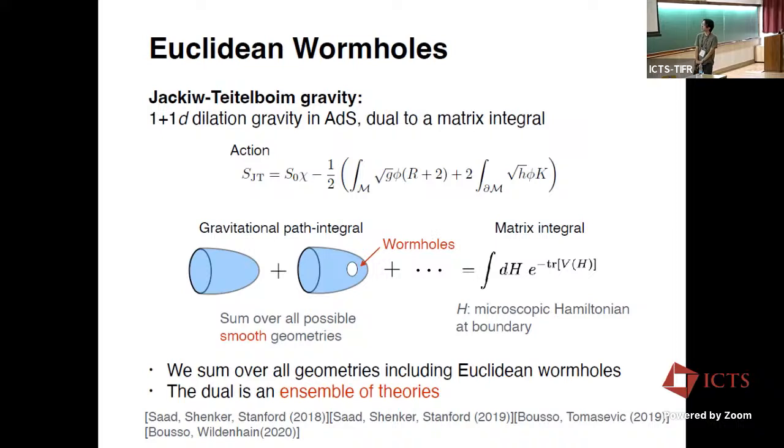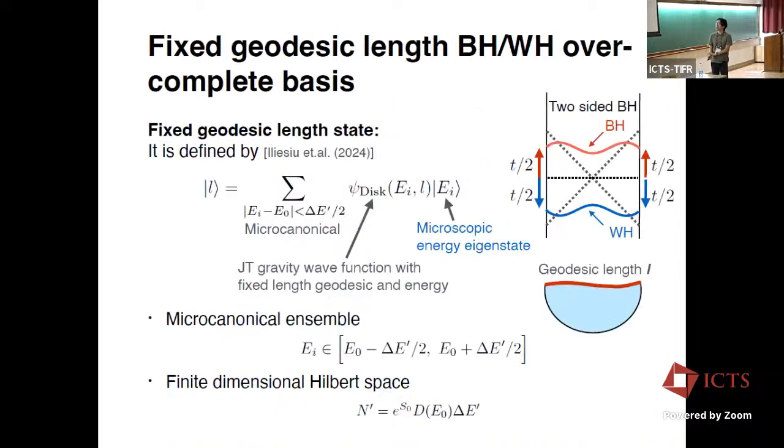And one important point is that because this is the second term, once you integrate the dilaton, you get the constraint that R equals -2, being the hyperbolic geometry. So I will consider this JT gravity, and I will consider the so-called geodesic length state, defined in the following way.